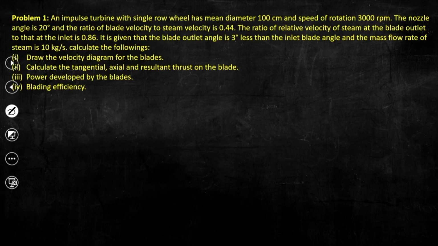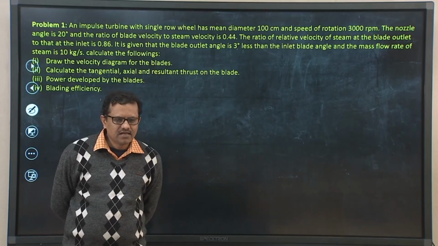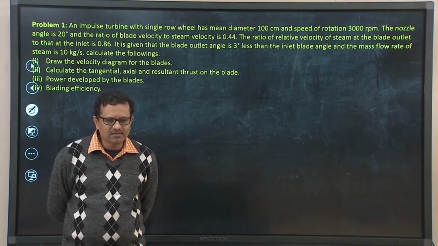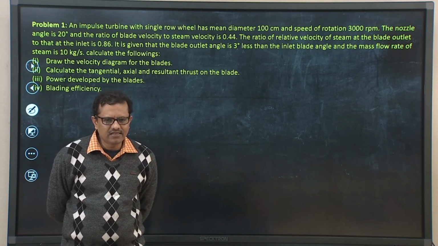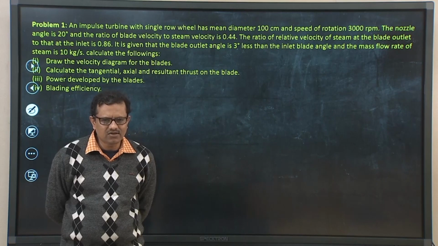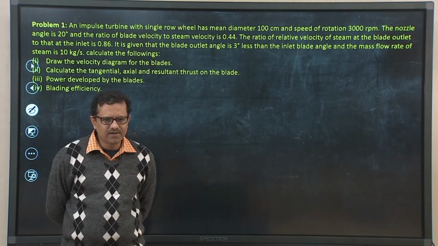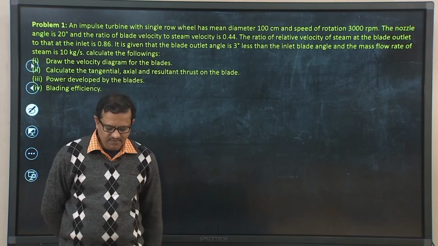The ratio of relative velocity of steam at the blade outlet to that at the blade inlet is 0.86. It is given that the blade outlet angle is 3 degree less than the inlet blade angle and the mass flow rate of steam is 10 kg per second. We need to calculate a few parameters, but first we need to draw the velocity triangles, then we need to calculate the tangential, axial and resultant thrust on the blades, power developed by the blades, and lastly the blading efficiency.